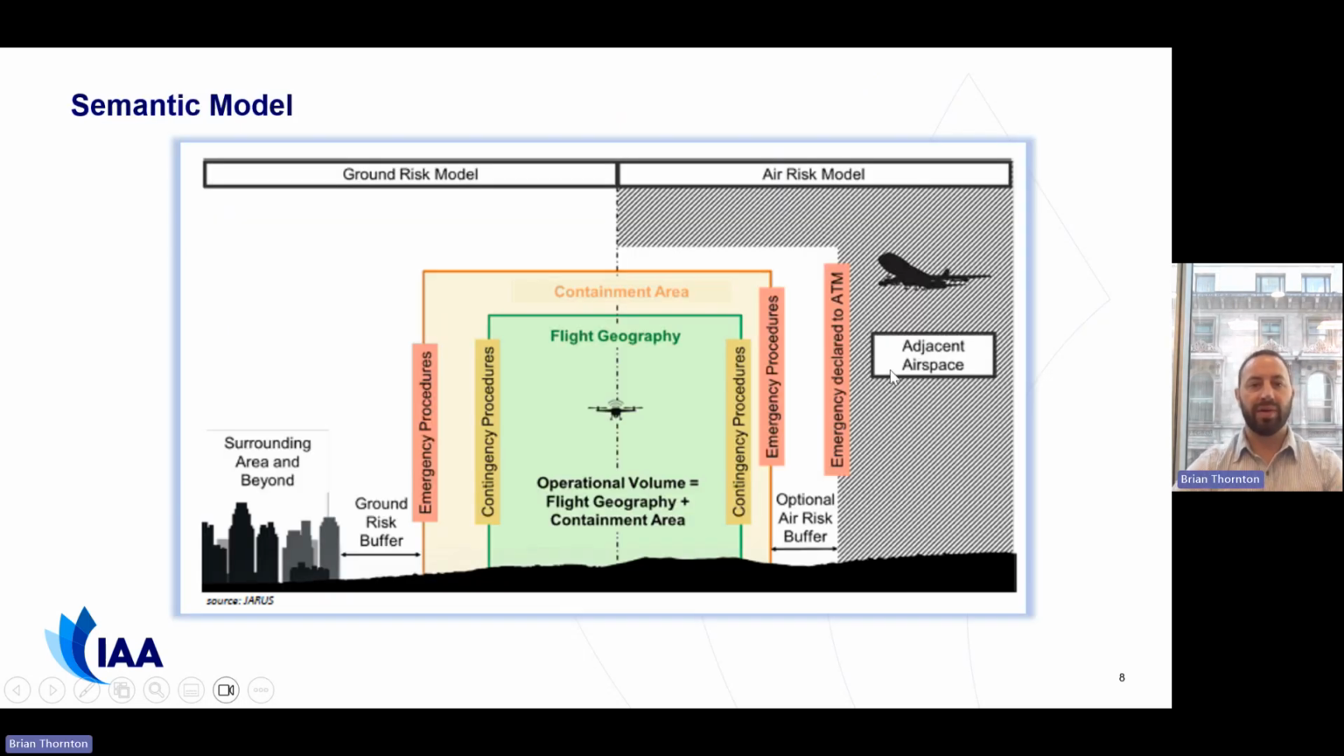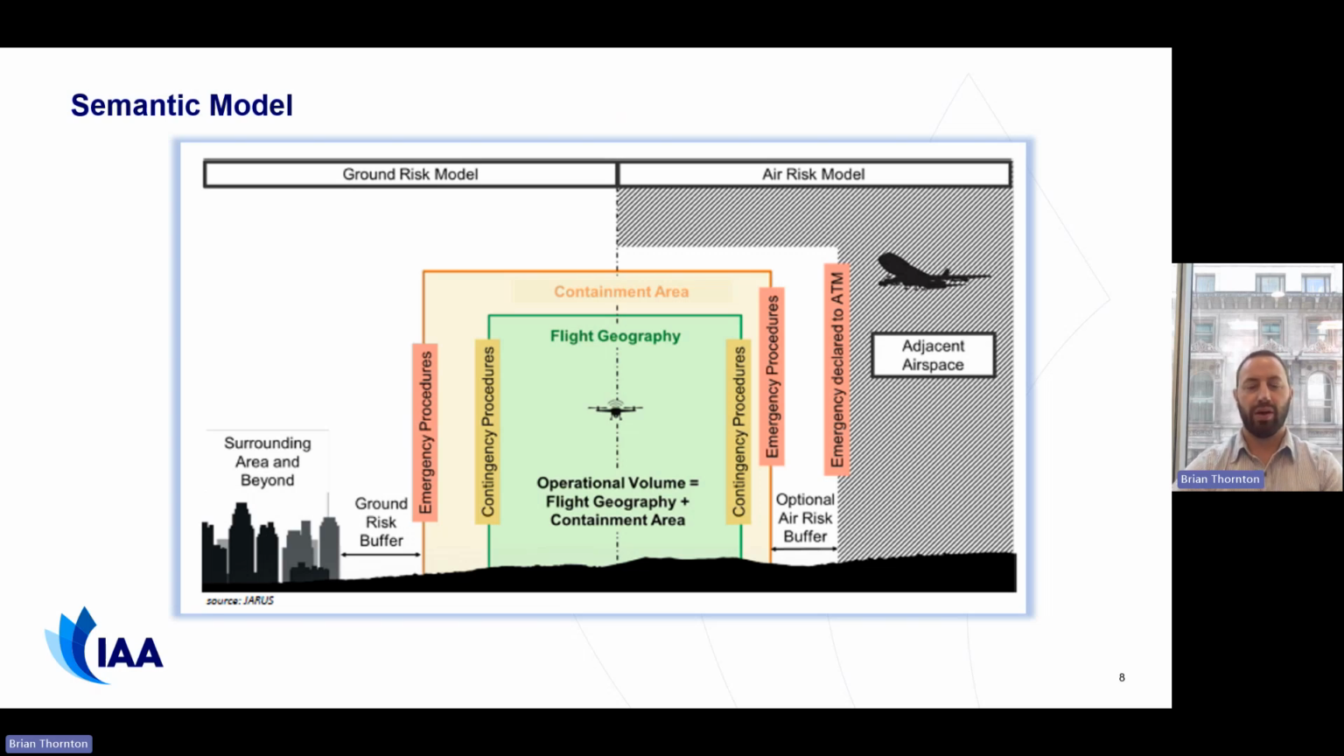So briefly, I'll just talk about the semantic model. Essentially, the easy access rule prescribes the semantic model as a methodology to assess the ground risk and assess the air risk. I think this pictorial is a good representation of a lot of text within the easy access rule and what they mean by air risk and ground risk. So you can see on the left-hand side, we've got the ground risk model. On the right-hand side, we've got the air risk model.